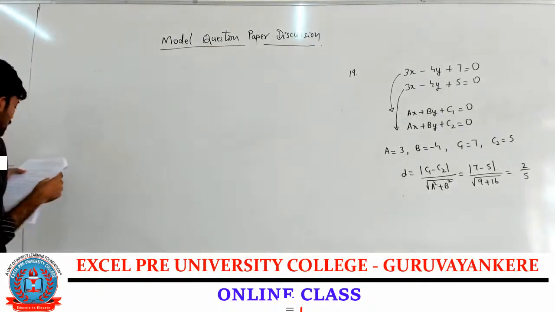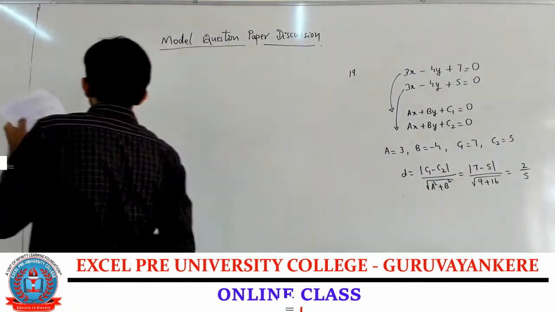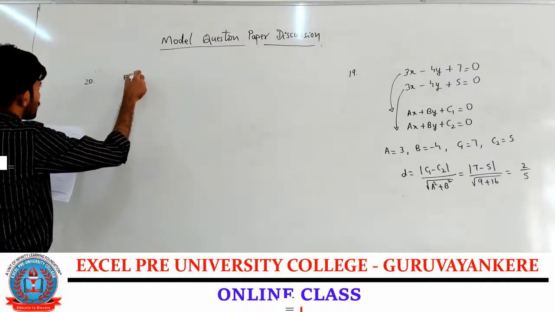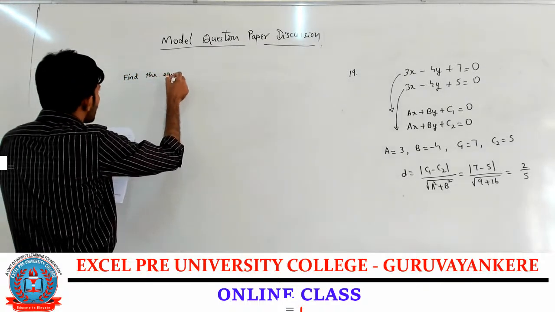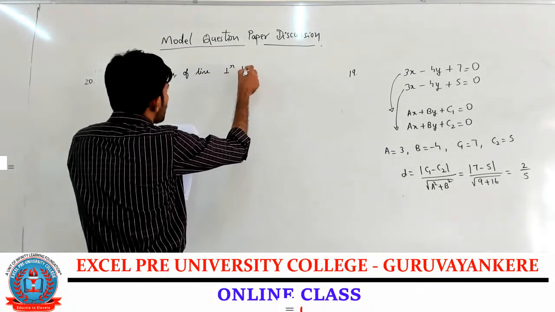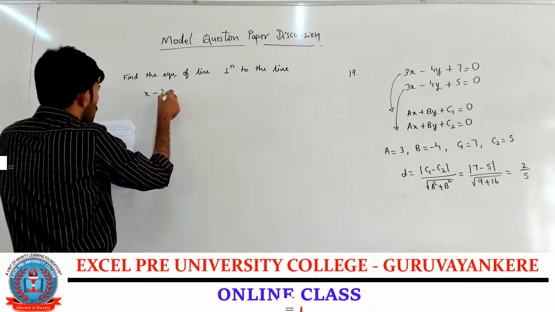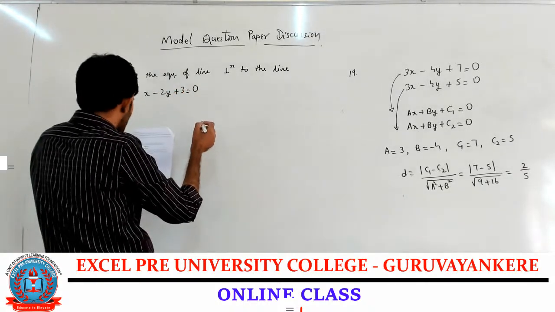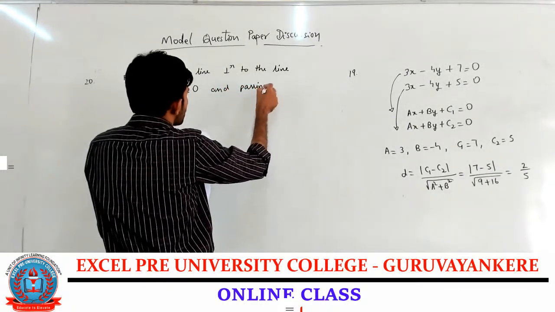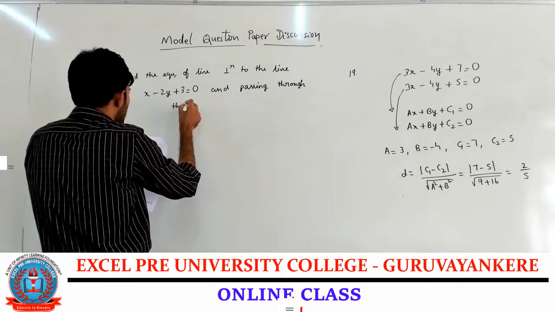Question number 20. Find the equation of the line perpendicular to the line x minus 2y plus 3 equal to 0 and passing through the point 1 comma minus 2.